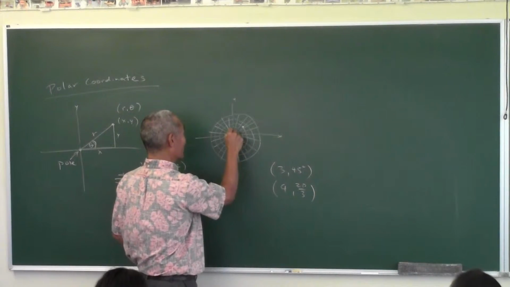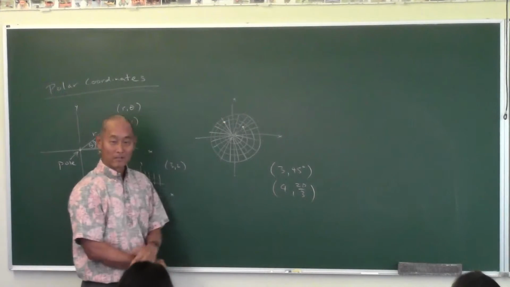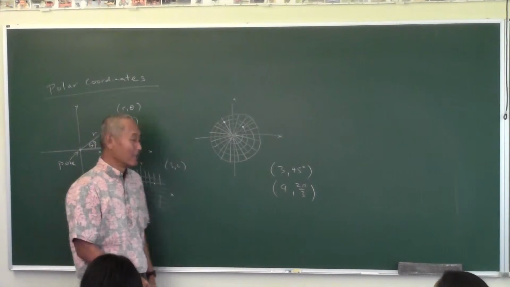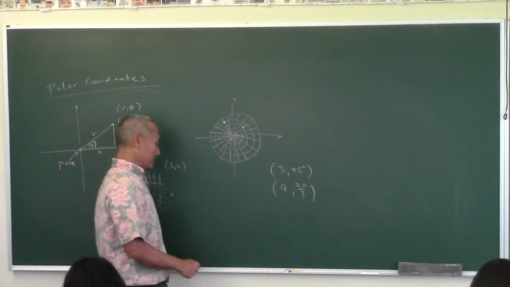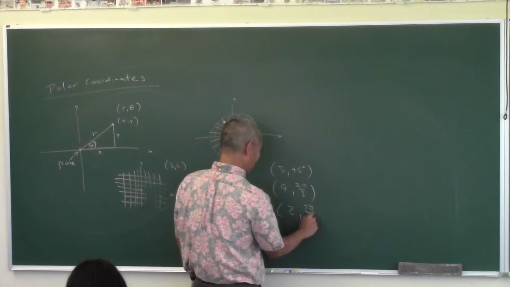So 1, 2, 3, 4. There you go. Plot the point. That's all you gotta do tonight. Just plot points. This is so easy. Okay, let's do another one. How about 2 comma 7 pi over 6?